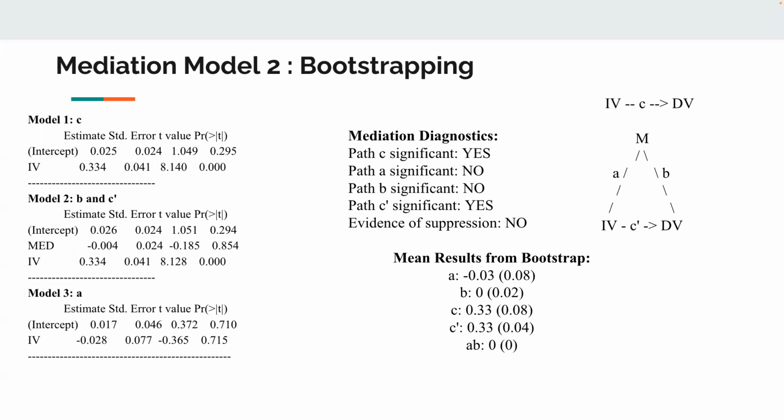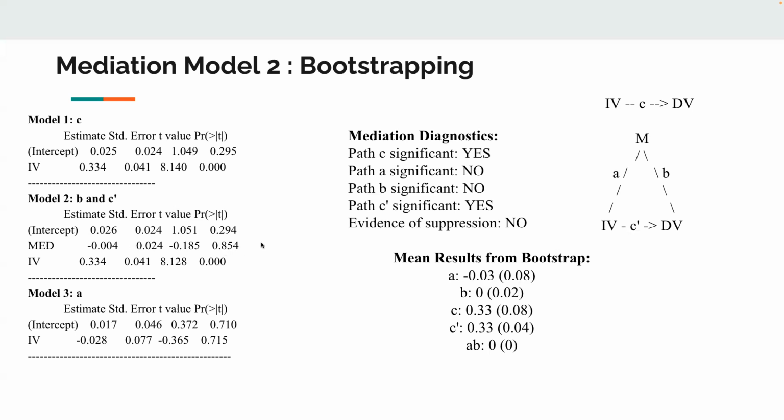Bootstrapping is a resampling procedure, where you sample at random from your observations, at the same sample size. So usually it's going to be larger than your observations. So looking at the values for the pathways, we're looking at the same pathways as we did before, right? So C, A, B, and C prime. First is C, the first model, and we can see that it's statistically significant. There is a significant relationship between X and Y.